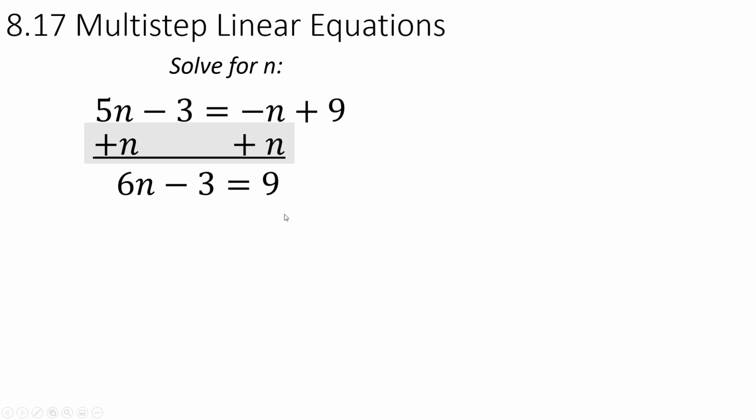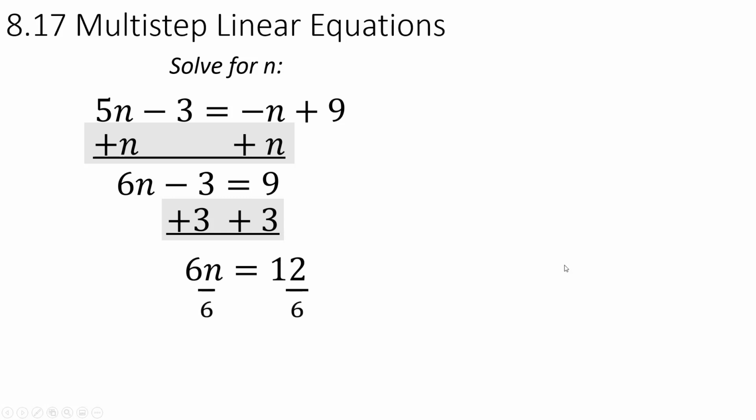From here, it should look more familiar. You're going to add 3 to both sides and get this. The negative and positive 3 canceled out. 9 and 3 made 12. Now we're going to divide both sides by 6, and we get n equaling 2.